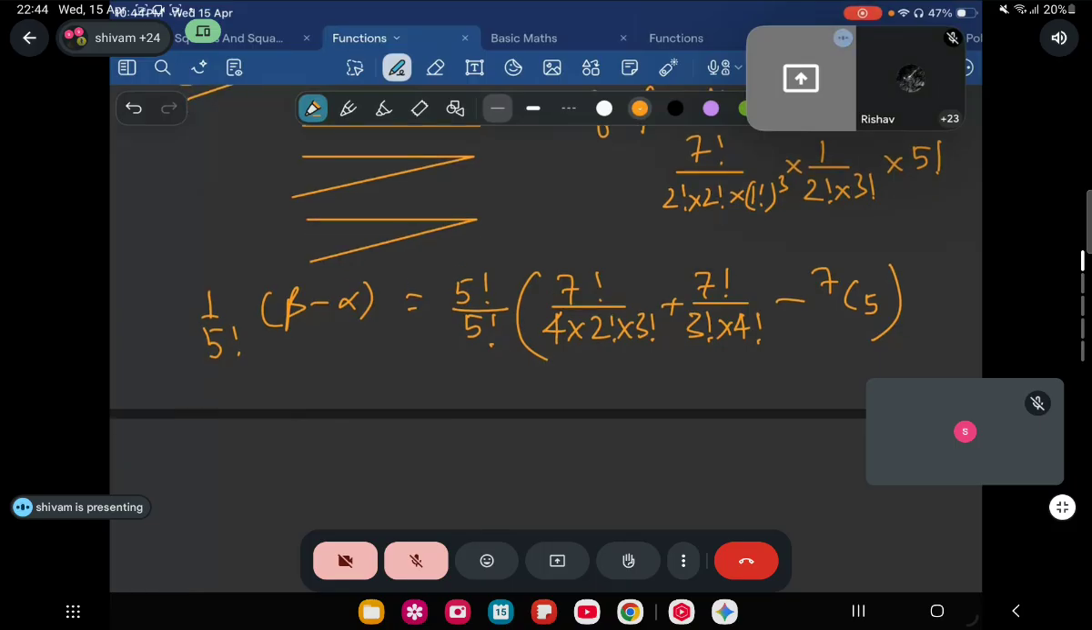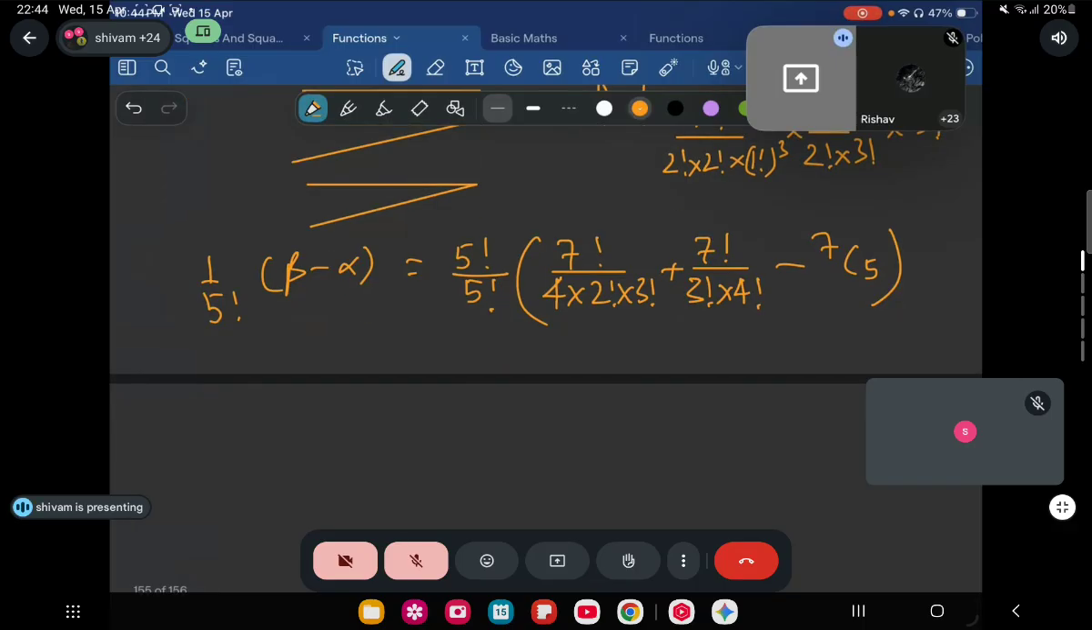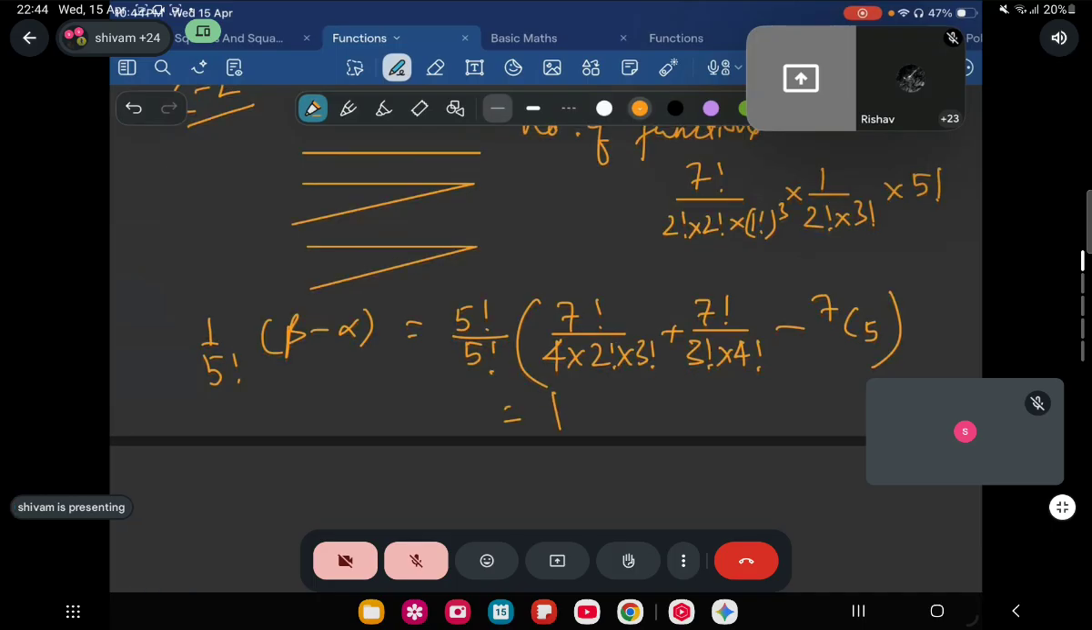Okay, let us calculate. After this, we have to calculate. So what is 7 factorial? It is 5040. 3 factorial is 6. Okay, this will become 5 factorial into 7. After this, 5 factorial is 120. 120 divided by 2 is 60. 60 divided by 4 is 15. 15 into 7 is 105.